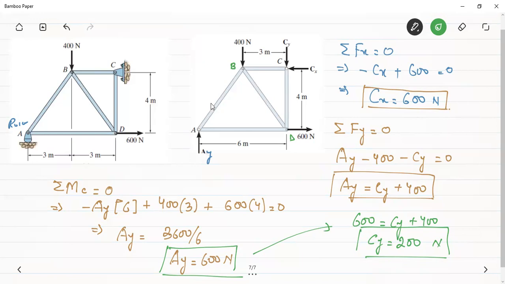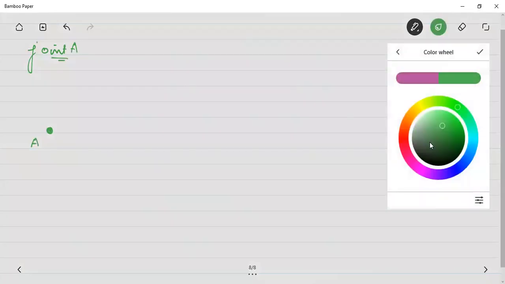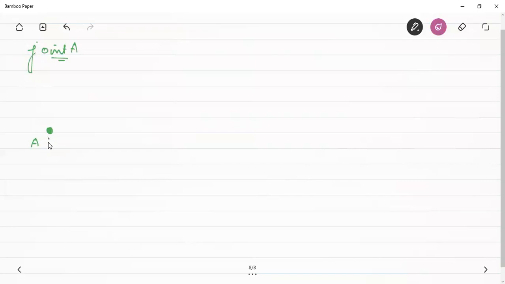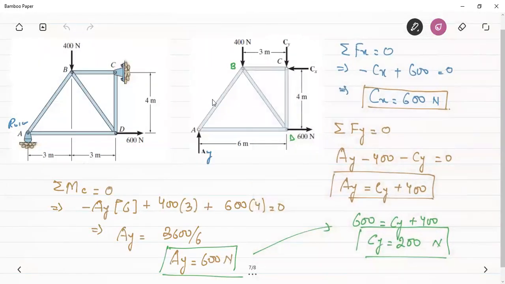Okay, although there are three forces AY, AB, and AD, AY is known to us. Therefore, there will be only two unknowns, and we can use two equations to find out those unknowns. So, taking the example of joint A, if this is joint A, we can see the forces on joint A are the reaction AY, the force in the member AB, and the force in the member AD.